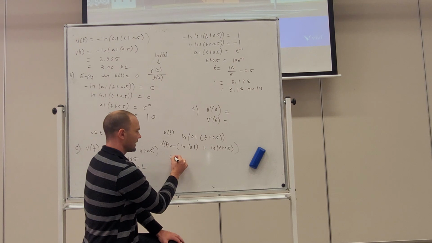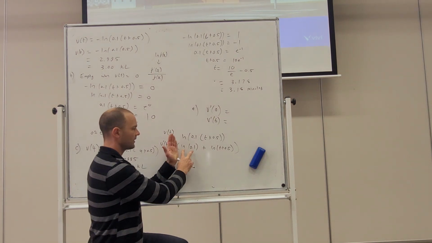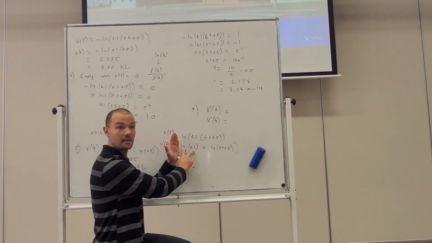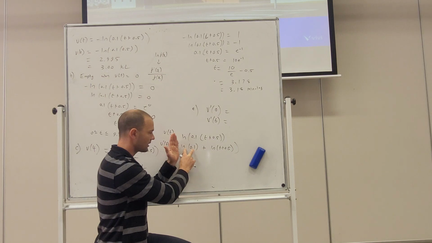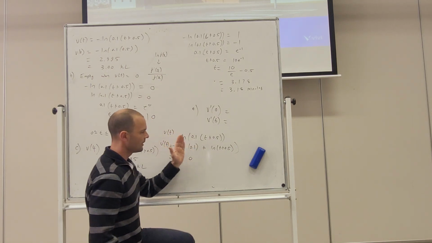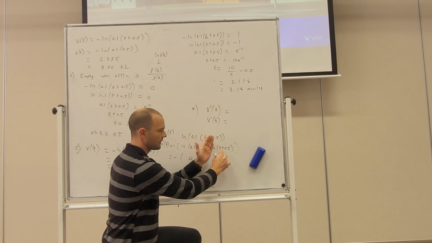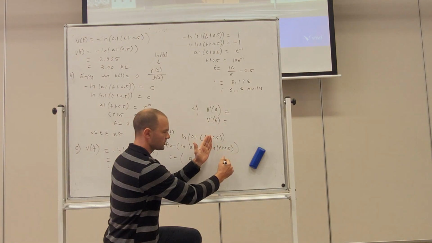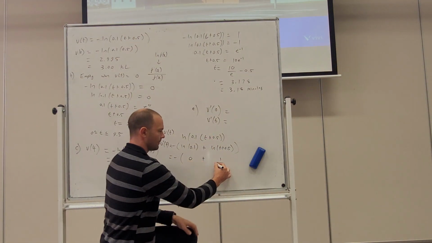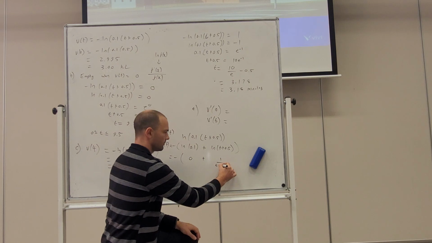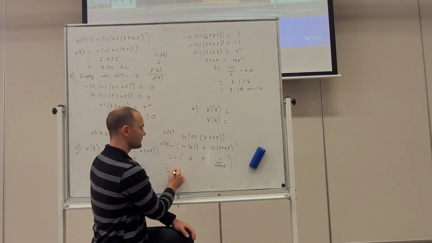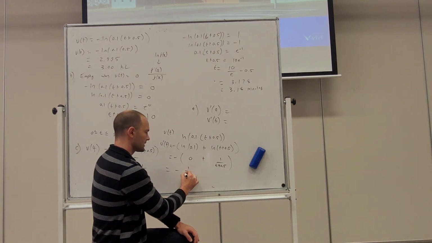The negative can hang out the front, and we'll just keep a bracket there. ln of 0.1 is a number, so when we differentiate it, that part's going to 0. Then we're just differentiating the other part. ln of a linear expression, so when we differentiate it, we'll have 1 at the top, and at the bottom we would have t plus 0.5. So that's our derivative function, minus 1 on top of t plus 0.5.